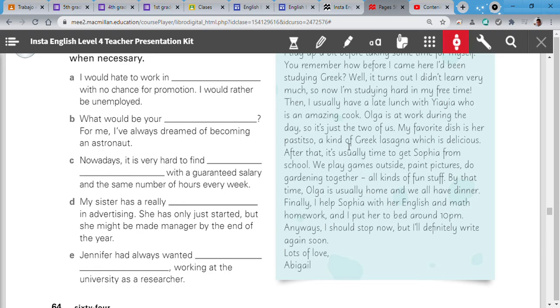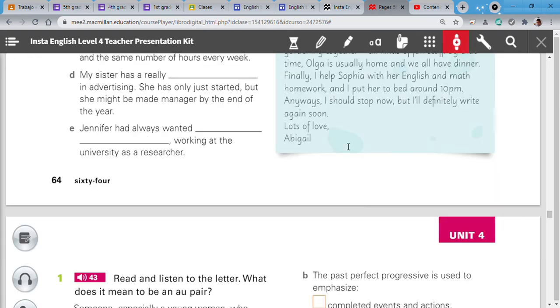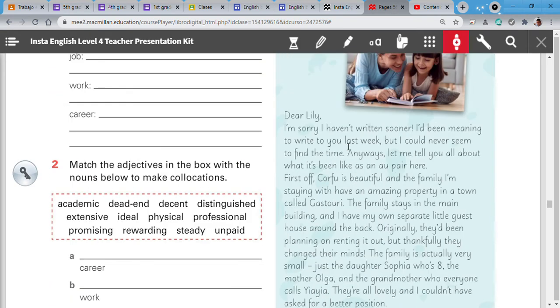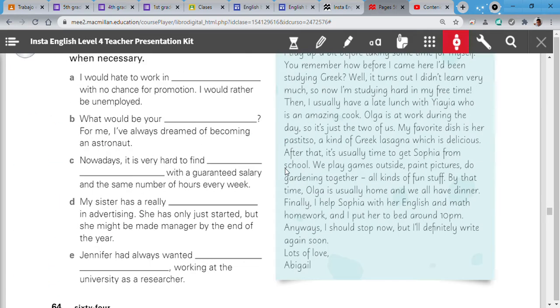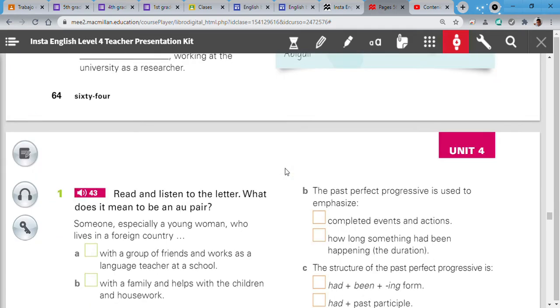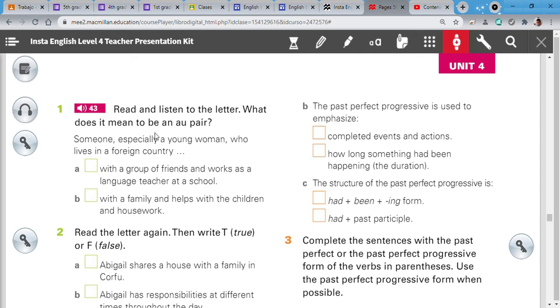Okay, this was our reading. So my advice for you is to listen many times so that you can practice. You can repeat the audio. When you have the video, you can play the video and you can stop and go practicing so that you can get ready for the class. Okay. Also, we're going to see the activities. Number one, read and listen to the letter.